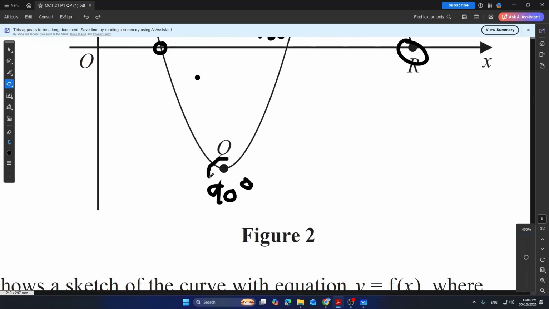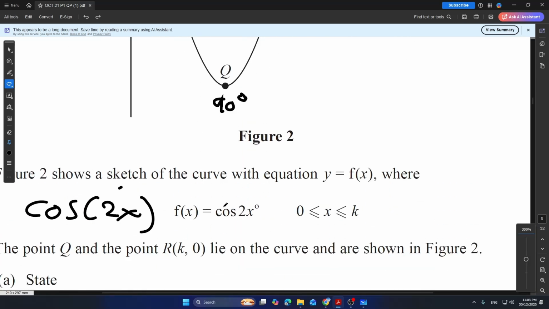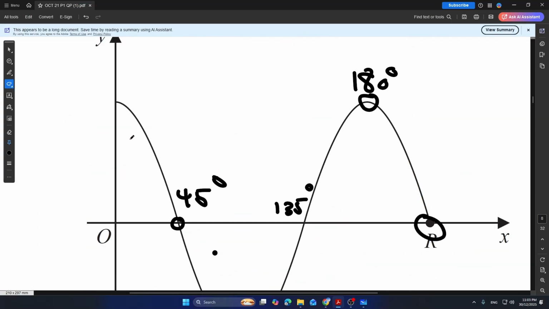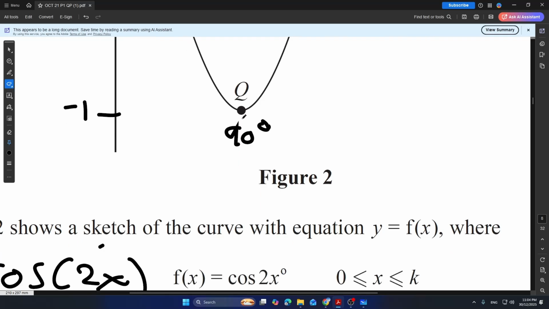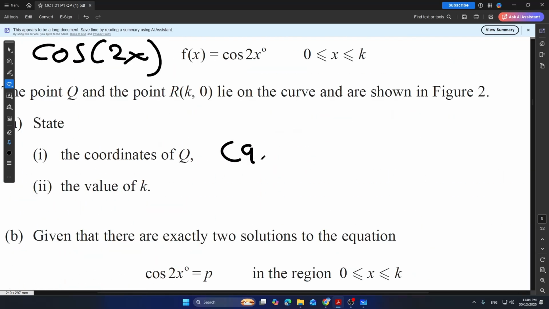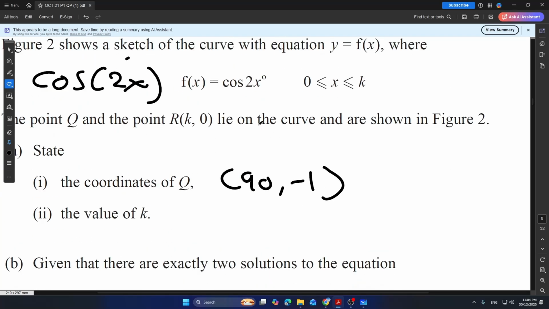We already showed that this is 90 degrees. And we know in a cos x graph where this is 1, the minimum is minus 1 and the maximum is 1. So here is going to be 90, minus 1. So q is (90, minus 1). Don't write the degrees sign. It's degrees, but don't use the sign.